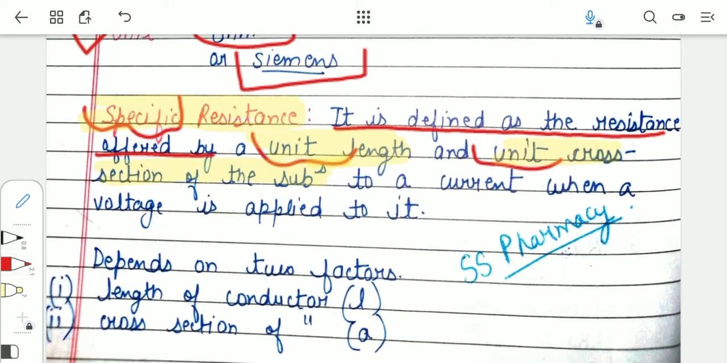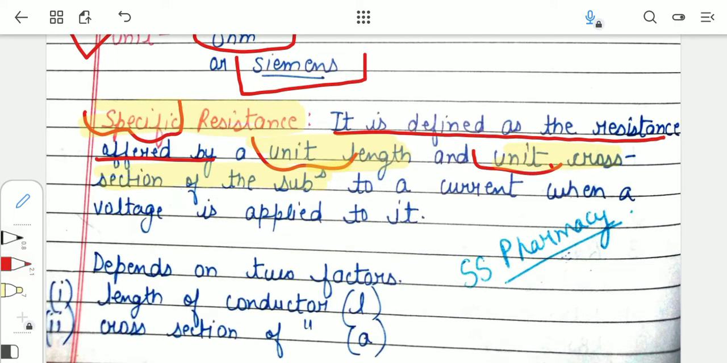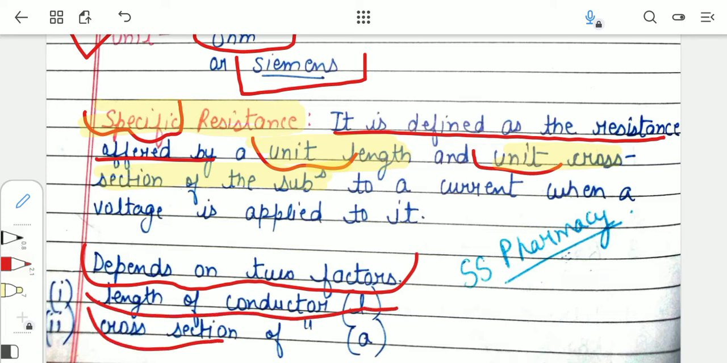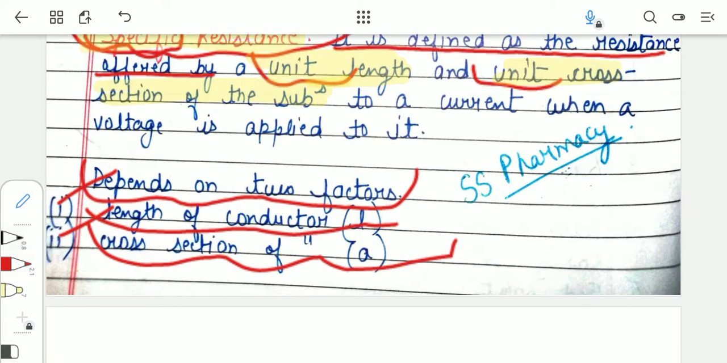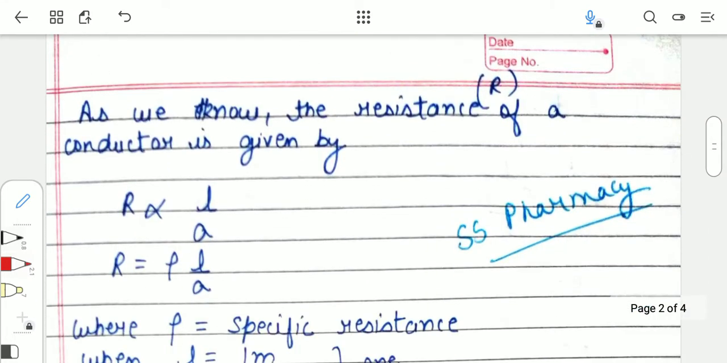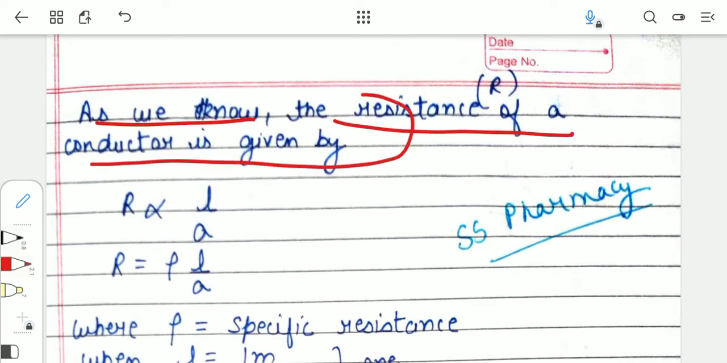Okay, now let us see this specific resistance. It depends upon two factors: the length of the conductor and the cross section of the conductor. Now let us see the relationship between the specific resistance and these two factors. As we know, the resistance of a conductor is directly proportional to length and inversely proportional to the area of the conductor.